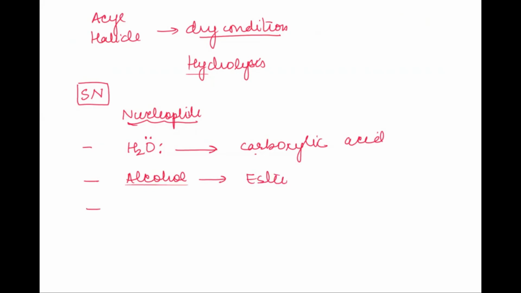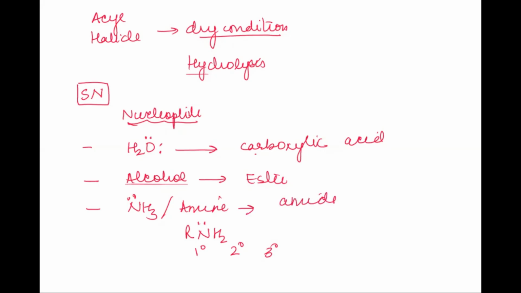Similarly, we have another nucleophile, which is ammonia. Ammonia also has a lone pair. Or with amines. The amines are what? They are an alkyl group with NH2. We have primary amines, secondary amines, and tertiary amines. With ammonia or with amines, the nitrogen also has the lone pair. With the amines, they will be forming the amide.